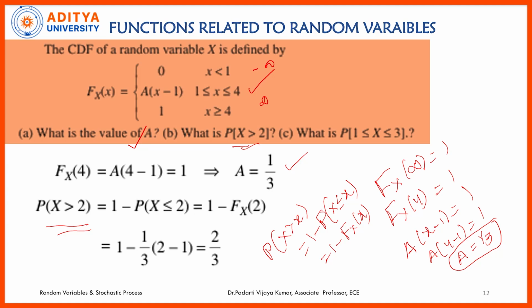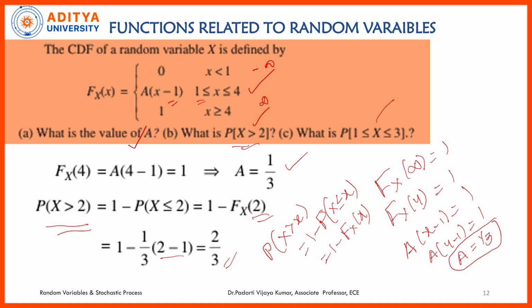So, using this relation, P(X > 2) can be expressed as 1 minus P(X ≤ 2), which is equal to 1 minus F_X(2). So, this is the equation I need to use. 2 lies between 1 and 4, so I will replace x with 2 in a(x − 1). A we already computed as 1/3, so 1/3 into (2 − 1). 1 minus 1/3, we get 2/3, the probability of X greater than 2.